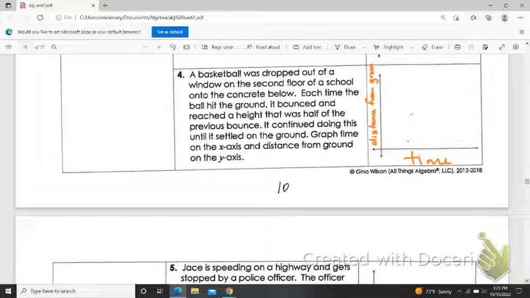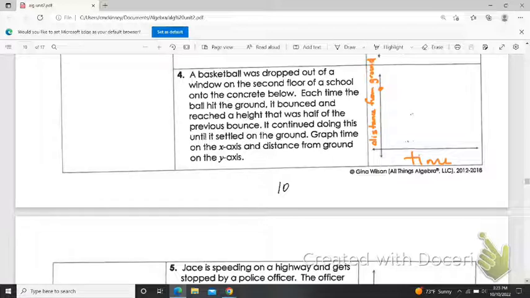So initially, this is starting out on the second floor. The second floor would be pretty high off the ground, so maybe it's starting here. When they throw it out the window, this is where we're starting. And then it went all the way and hit the concrete.